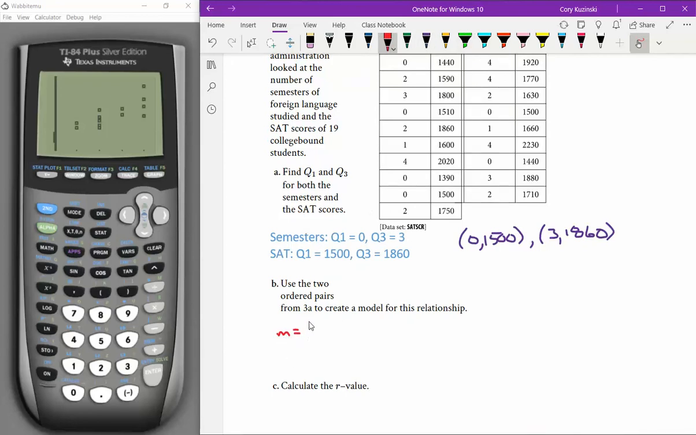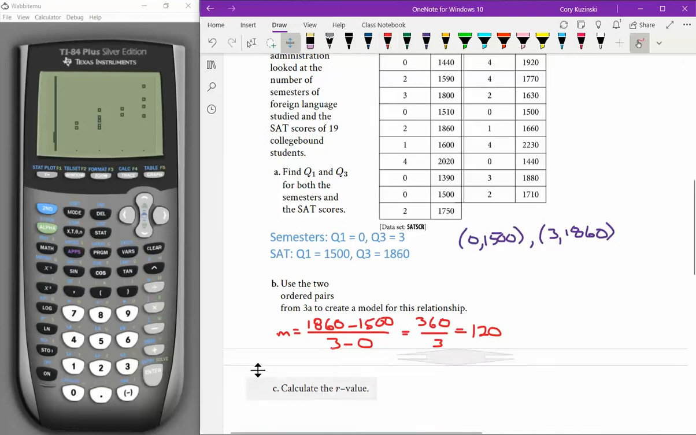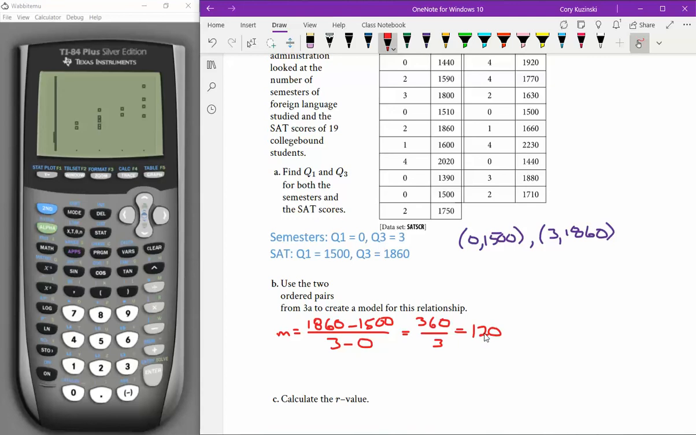M equals 1860 minus 1500, that's our change in y, over 3 minus 0, that's our change in x. So that's obviously 360 divided by 3, or 120. That means our slope is saying that for every additional semester of foreign language that you take, you can count on your SAT score to go up 120 points.